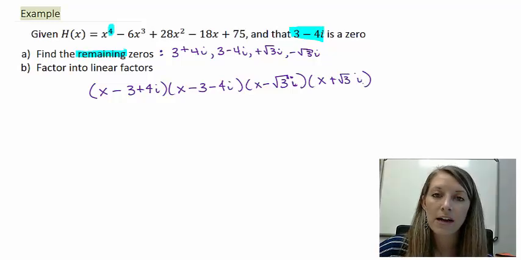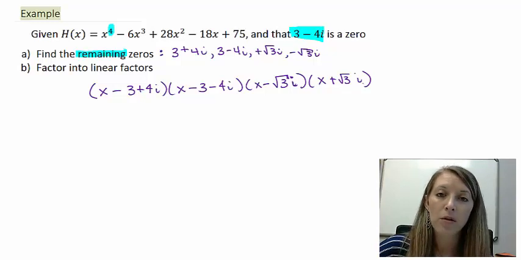And so now we have factored it into our 4 factors. Degree 4 polynomial, 4 zeros, 4 factors. And so we have tackled this unique example of having only imaginary zeros.